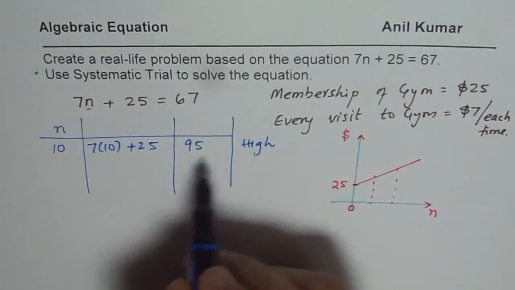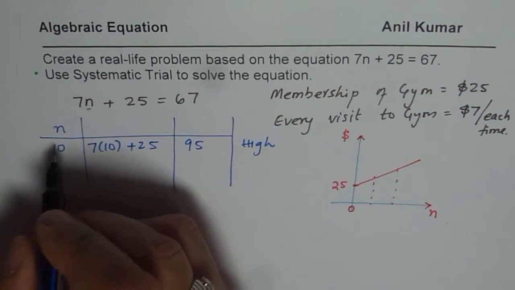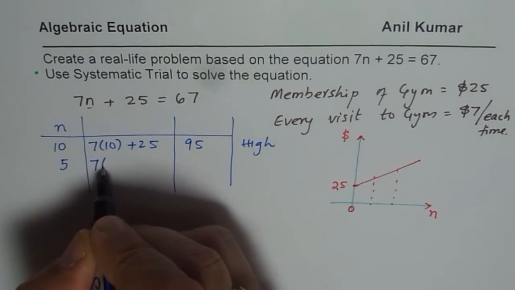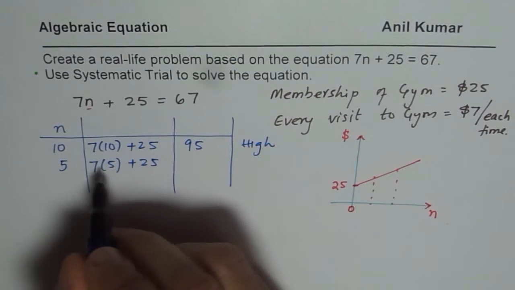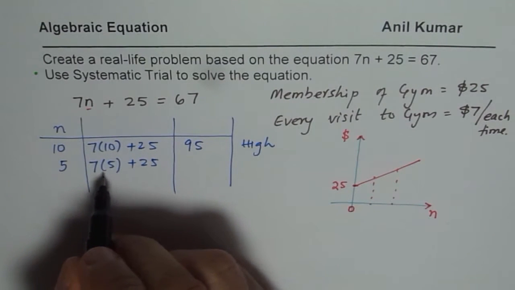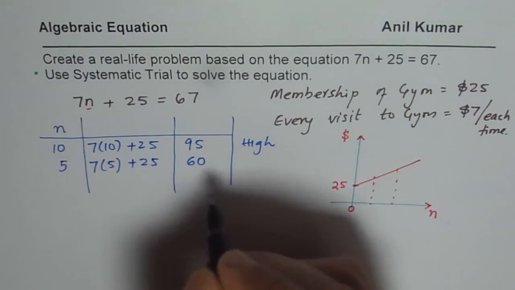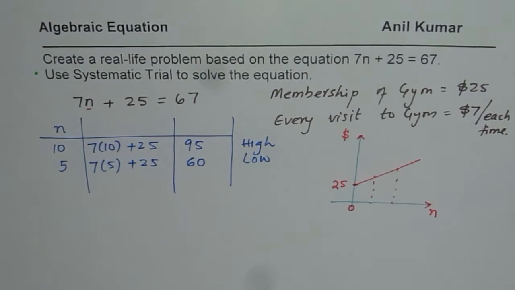If it is high, we have to take a lower value, correct? Let us say the value is 5. Then it becomes 7 times 5 plus 25. 7 times 5 is 35, and if I add 35 to 25, I get 60, which is low but close, right? Do you see that? It is low but close.